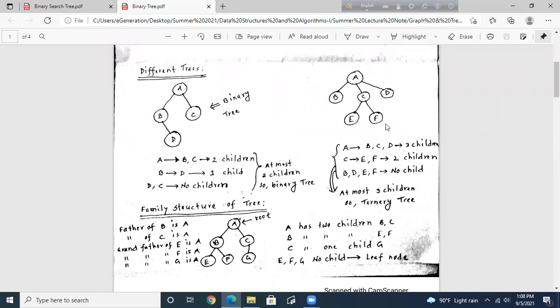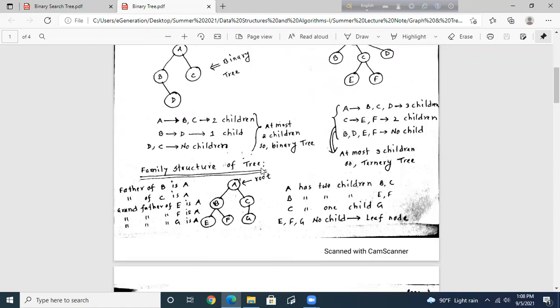C contains two children. B, D, E, A have no child. So, dear student, look at this tree: at most three children, because A contains three children, C contains two children, and B, D, E have no children. Since at most three children, this is the ternary tree.